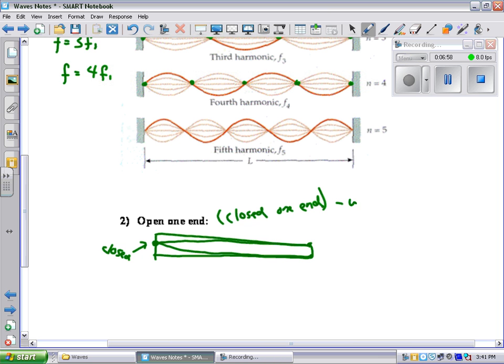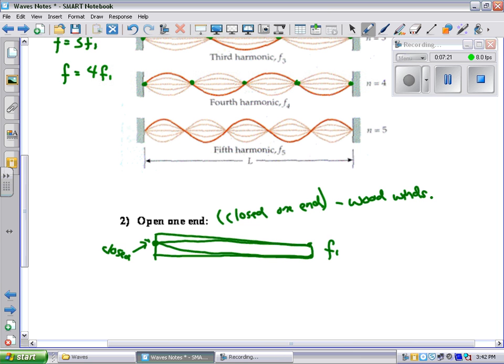Now, this is how woodwind instruments work, like a clarinet. With a clarinet, you have a reed at one end, and you pinch the reed so that it can't vibrate. So that's the closed end, and then the other end of the clarinet is the open end. So we're going to label this one the fundamental frequency, so F1, and we have to figure out the wavelength.